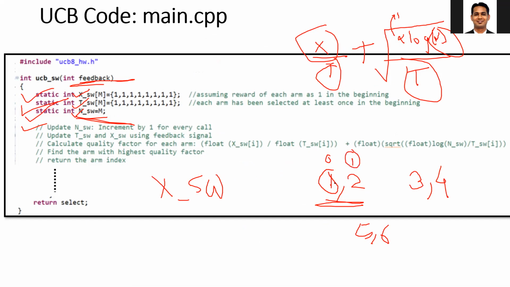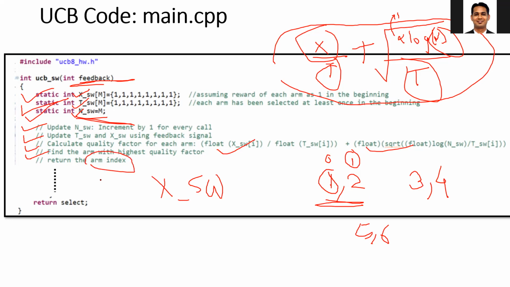Okay, so first is the parameter updation stage: XSW, TSW, and NSW. Then you need to find out the quality factor of each arm. You need to implement this equation, and I have given you simple code showing how you can implement this algorithm. You find the quality factor of each arm, then find the arm with the highest quality factor, and return the corresponding arm index.